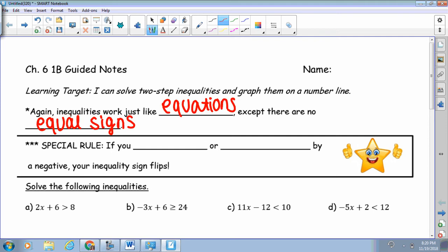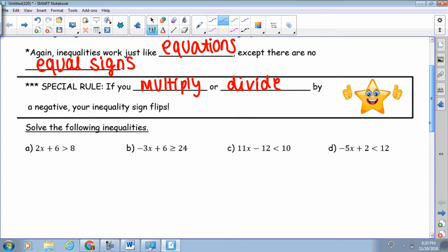You cannot forget your special rule. It applies through everything. So, if you multiply or divide by a negative number, your inequality sign flips. Okay, so it will turn around.